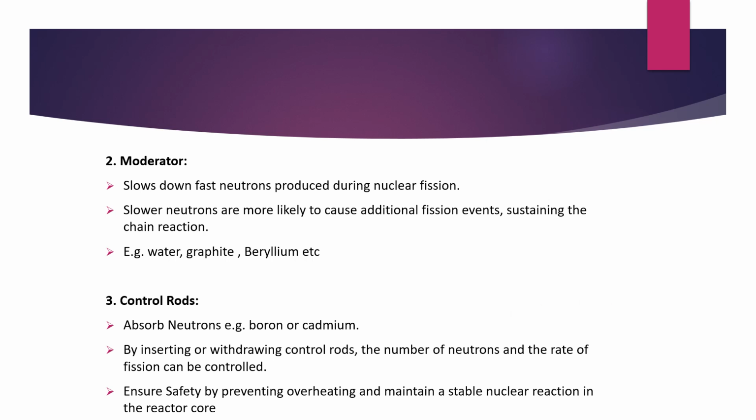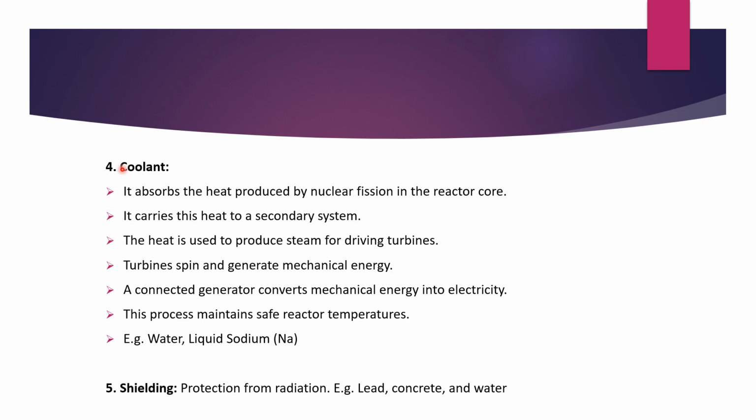The next one is the coolant. What is the coolant doing? It is absorbing the heat produced in the nuclear fission. As you know, the third product of the nuclear fission reaction is heat. It's a tremendous amount of heat, so we need to absorb it. It also carries this heat to a secondary system. Why? Because we want to convert that heat energy into electrical energy. And how is that created? See here, this heat is used to produce steam for driving turbines.